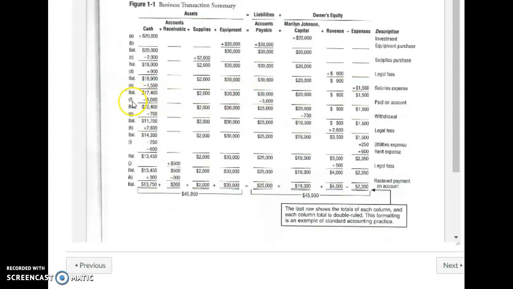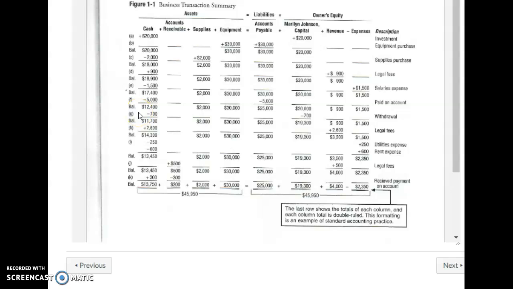And after that, you will just go on each transaction, paid on account. See, you paid on your equipment that you bought in transaction B. You paid $5,000. So you decrease cash, you decrease accounts payable.